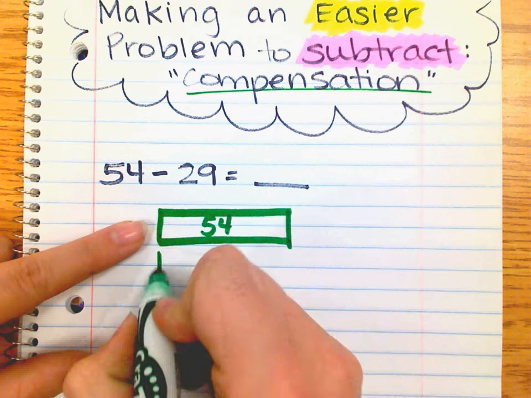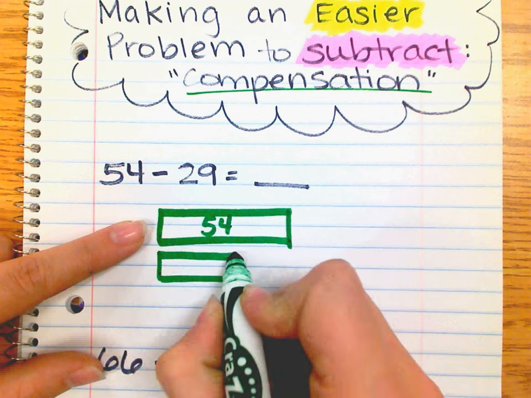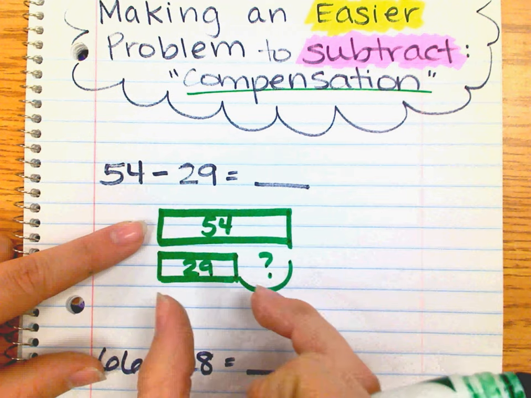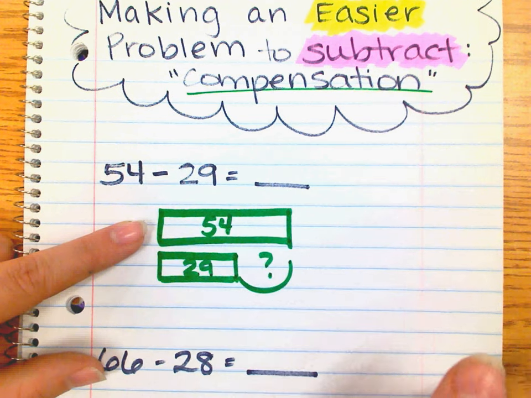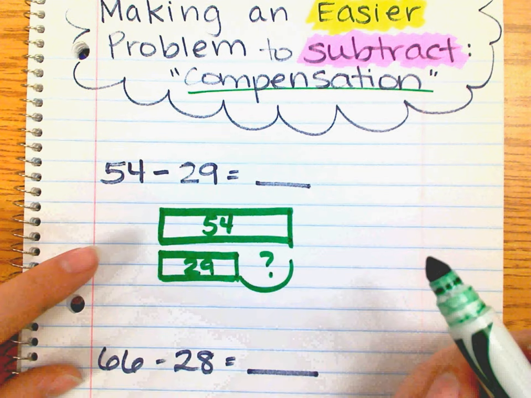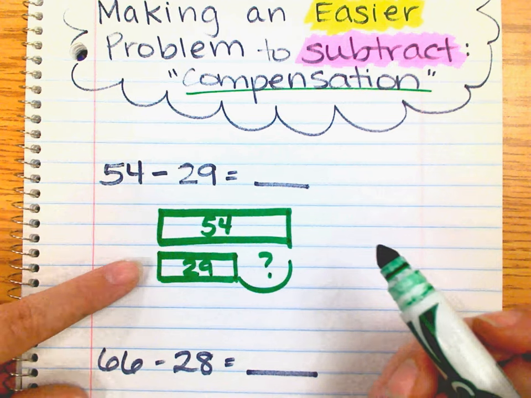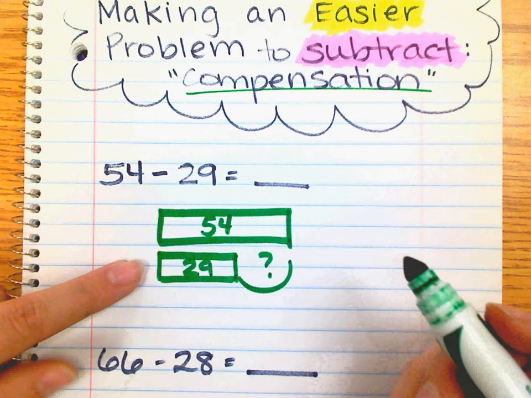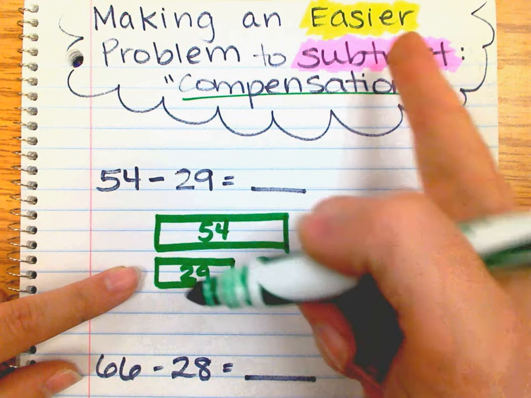So we have 54, and the part that we know is 29. We're looking for this missing part right here. We know 29 and something else will make 54. So 54 minus 29 will give us this missing part. Like I said, 54 minus 29 is not very easy to do mentally. We are going to add the same amount to both numbers to make the problem easier.